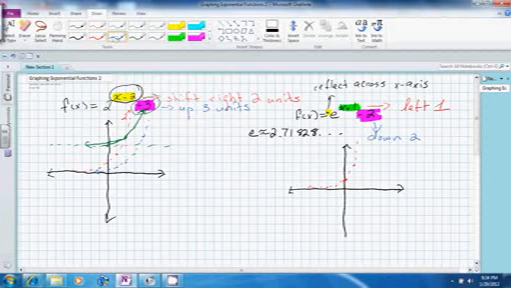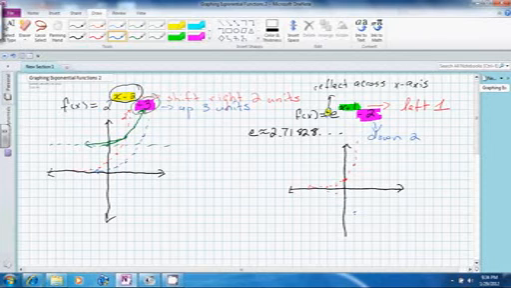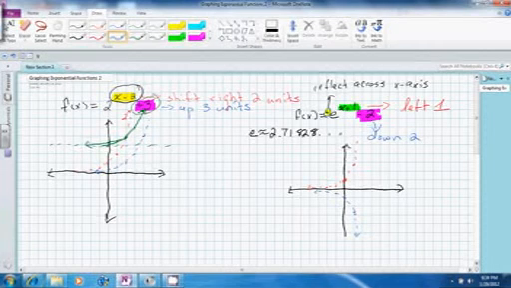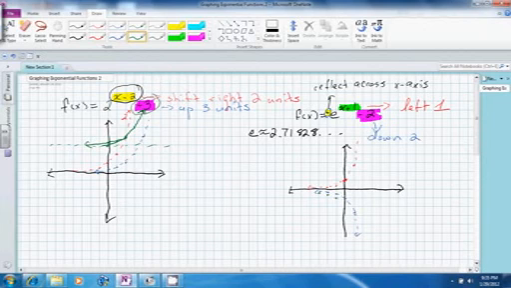The negative in the front is going to reflect across the x-axis. Right about there. That takes care of our negative. Then we have the plus 1, so everything's going to be shifted to the left 1 unit. So now I have this.